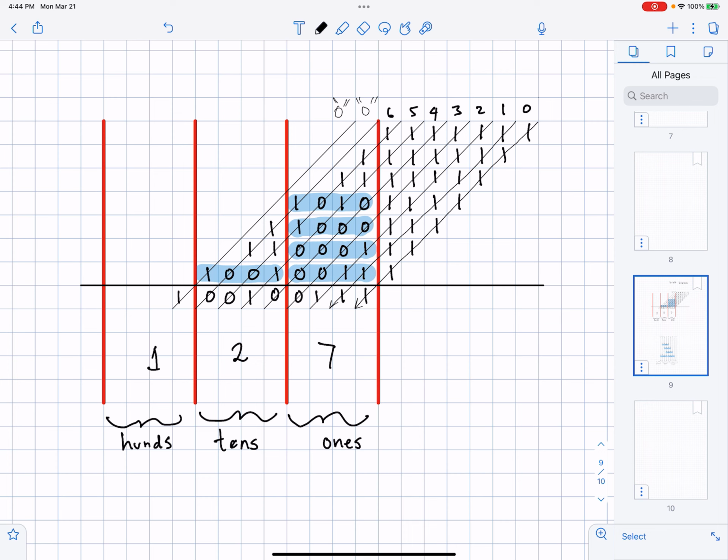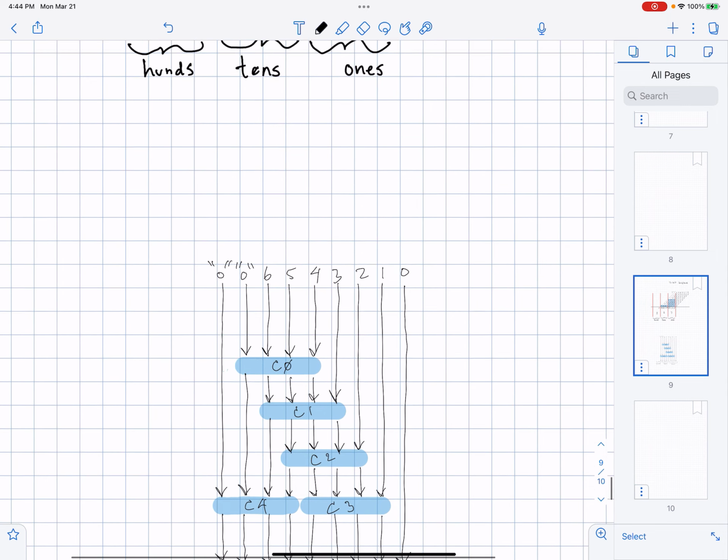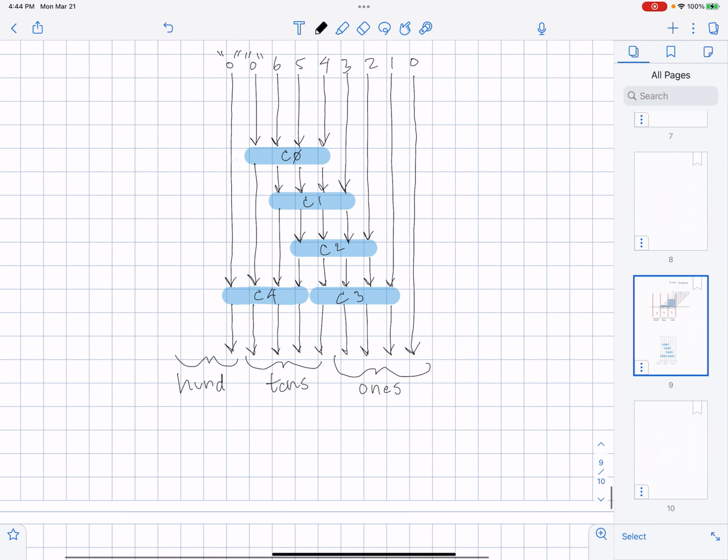All right, so this identifies this pattern. And what I'm going to do now is rearrange this so that all the data bits are in a vertical configuration instead of a horizontal configuration. I'm just going to show you the answer here.